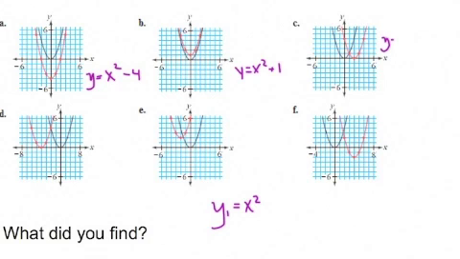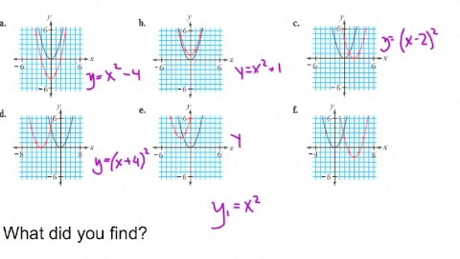is y equals parentheses x minus 2, close parentheses, and then squared. For C, you should get y equals parentheses x plus 4 and then squared.